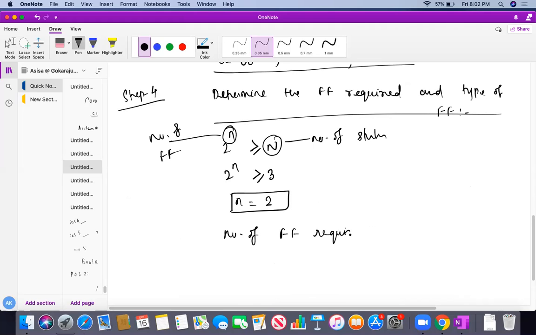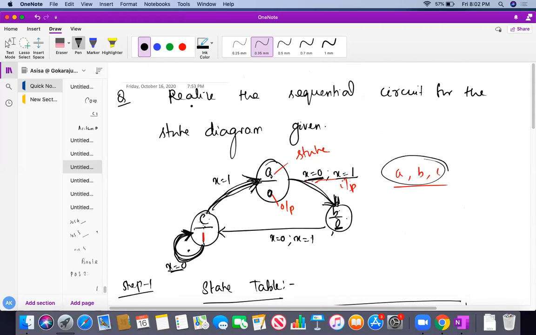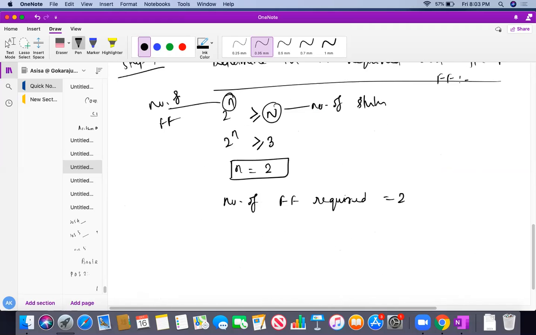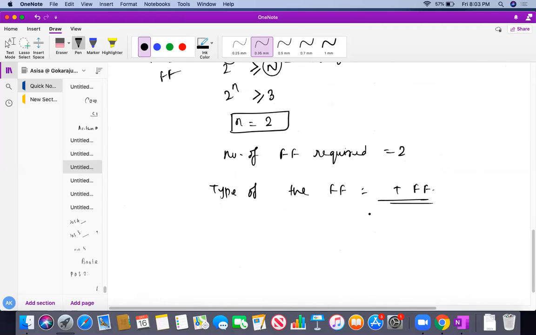Now let's say in the question it is given to realize the sequential circuit using a D flip-flop for the given state diagram. Then the flip-flop is already defined, but here the flip-flop is not defined. It has been asked only to realize the sequential circuit, so you can take any type of flip-flop. Let's say the type of flip-flop I am taking to design this sequential circuit is a T flip-flop. Okay. So now what do I have to do?